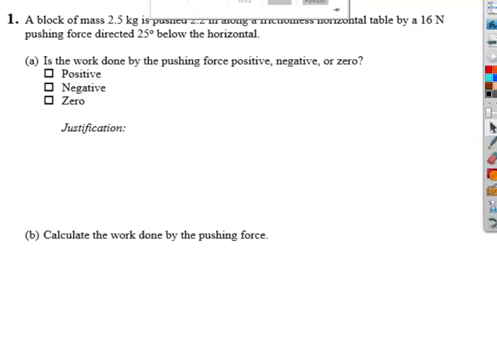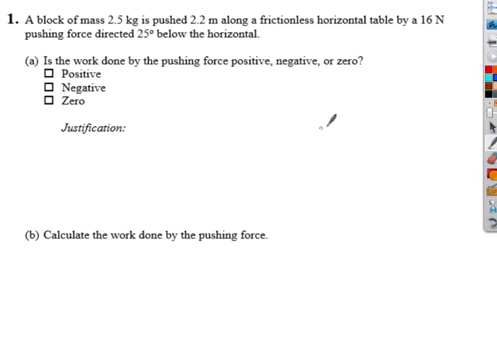I'm here today trying to help out doing a couple problems so you at least can see some problems worked out with either work, and I have one that's a brief work energy theorem problem. So for this particular problem, we have a block of mass 2.5 kilograms pushed 2.2 meters along a frictionless horizontal table by a 16 Newton force directed 25 degrees below the horizontal.